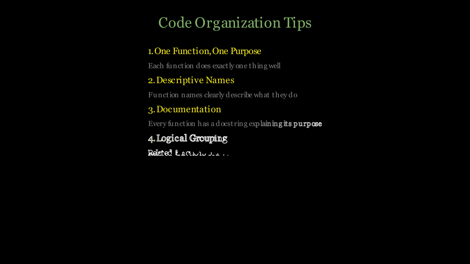Good code organization makes projects maintainable and professional. Let's review the organizational principles we followed in building our text analyzer. We followed 4 key organizational principles. First, each function has a single, clear purpose. Second, we use descriptive names that immediately tell you what each function does. Third, every function includes a docstring documenting its purpose. Fourth, we group related functions together logically. These practices make code easy to understand and maintain.